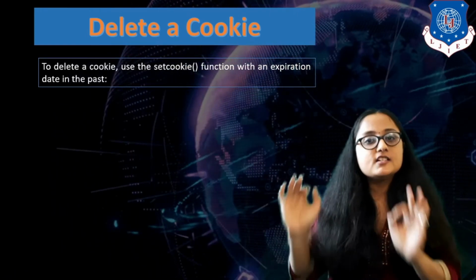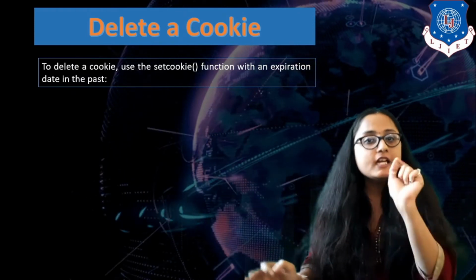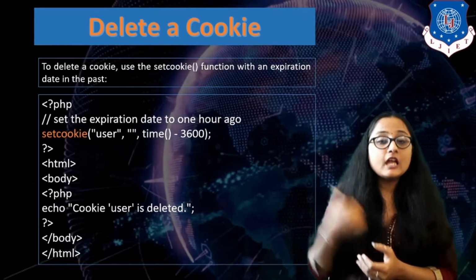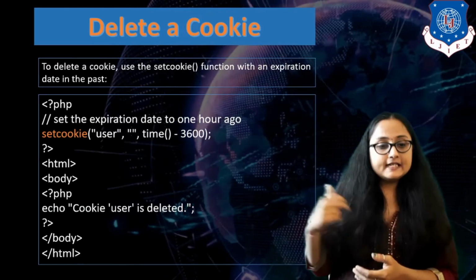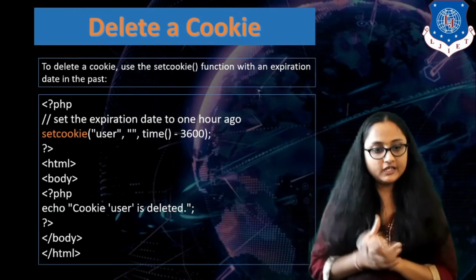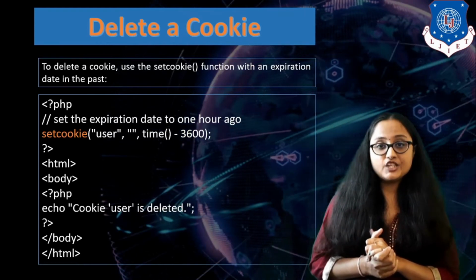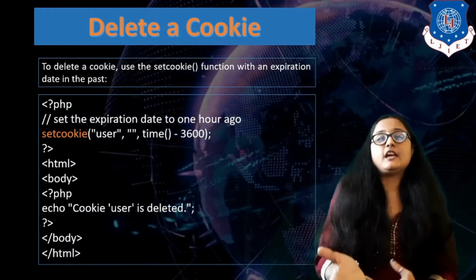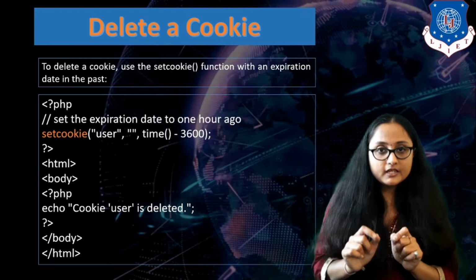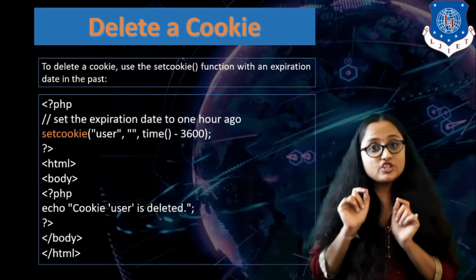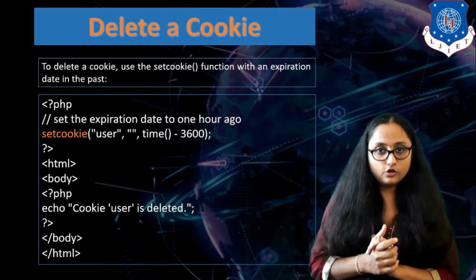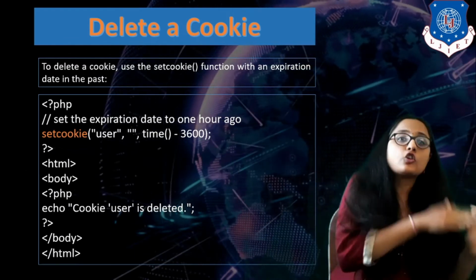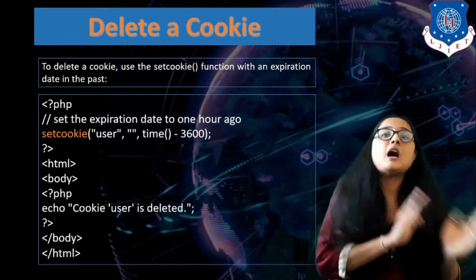So whenever you set this function's expiration date in the past, it means you are deleting that cookie. Okay, so here is one example. Here you can see that I have written set cookie, and inside that I have specified user, that is my cookie name, and I have specified my expiration date, that is time. Now this time function, if I call it, will retrieve the current time, and from the current time I am subtracting 3600 seconds. Okay, so it means you are setting the expiration time 1 hour ago, that is, you are setting the expiration time in the past.